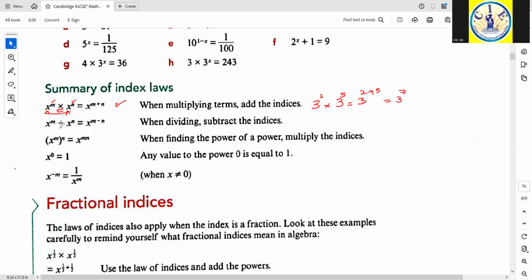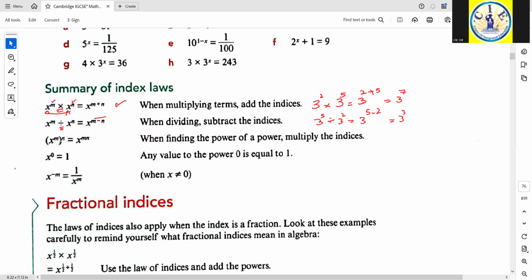And now when there is a division sign in between them, that means the numbers are being divided, then their powers will be subtracted. Like 3 raised to power 5 divided by 3 raised to power 2. That will give us 3 raised to power 5 minus 2. That is 3 raised to power 3.